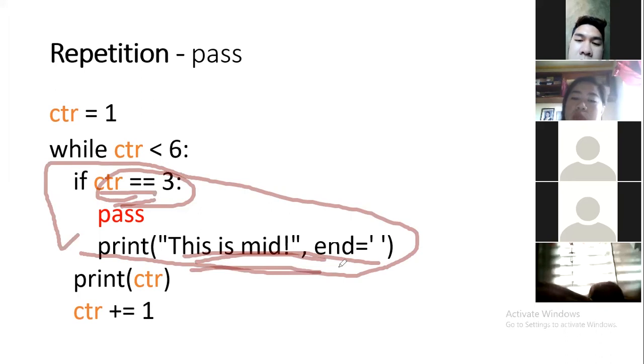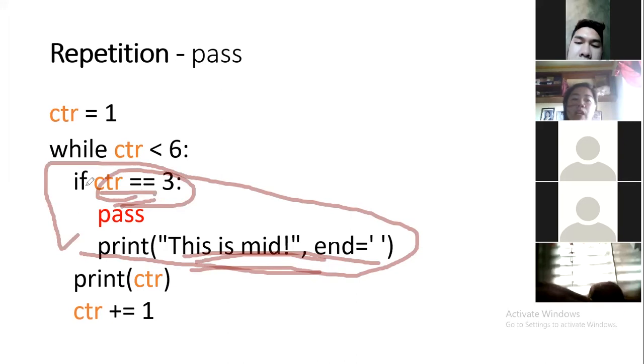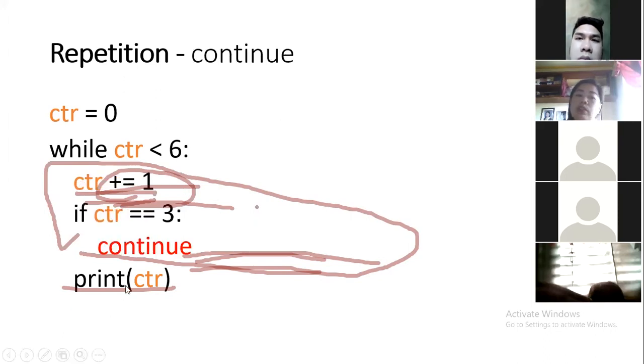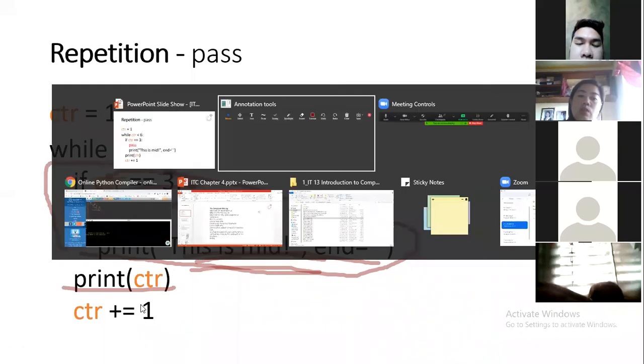Pero gusto ko kapag nag-3 siya, counter gets 3, meron akong pakeme dito. So this is the middle. Ganyan. So, same lang siya ng format. Mauna yung condition. Same format ang pass at saka continue. Mauna yung condition and then instruction. Ay, hindi pala. Sa continue, mapapansin nyo, nasa taas yung increment. Dito sa pass, nasa baba yung increment. Kapag hindi natin sinunod yun, ano mangyayari?